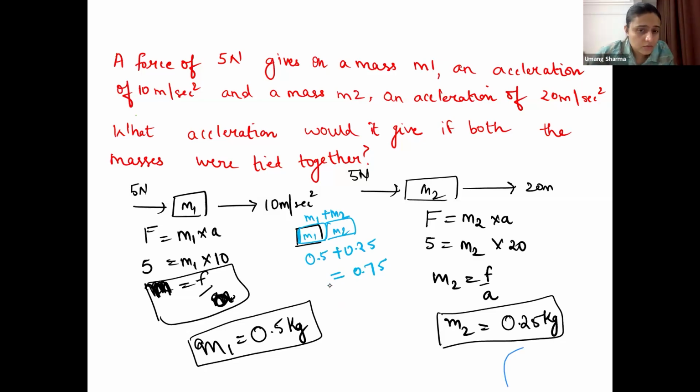0.67. Om says 0.67. Abhay says 0.750. So Mehak got the right answer. It is 6.67.